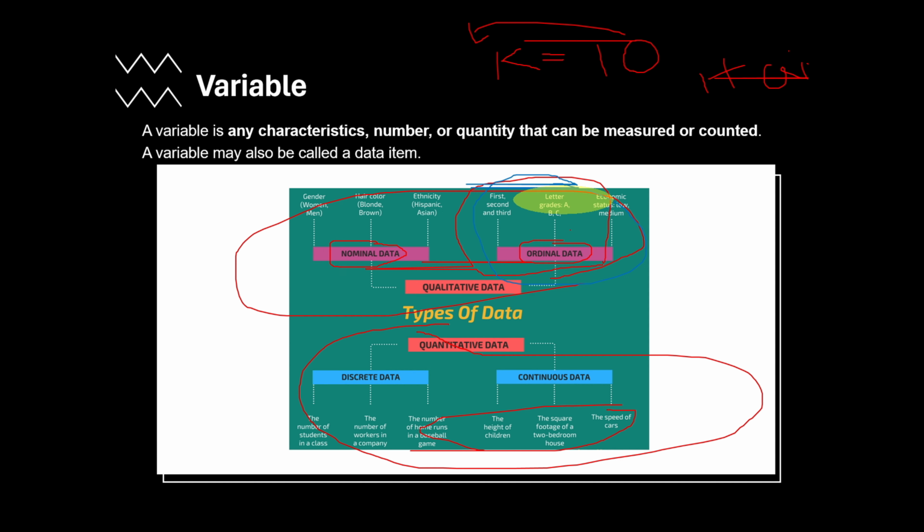Letter grades A, B, C, whatever your GPA and all that, that all comes in ordinal data. Economic status, like your class, you belong to low class, you belong to medium class, or your pay grade is like low, medium pay. That all comes in ordinal data. Hope this is clear to you, and we'll come back again to discuss further.